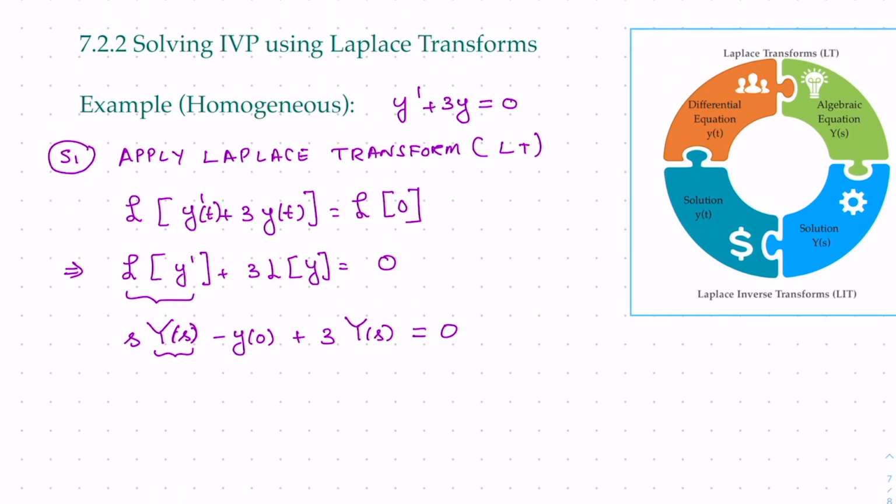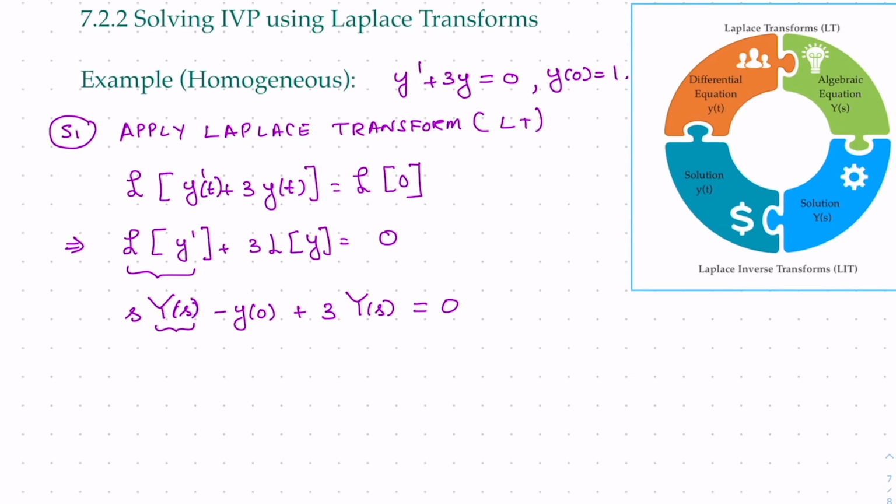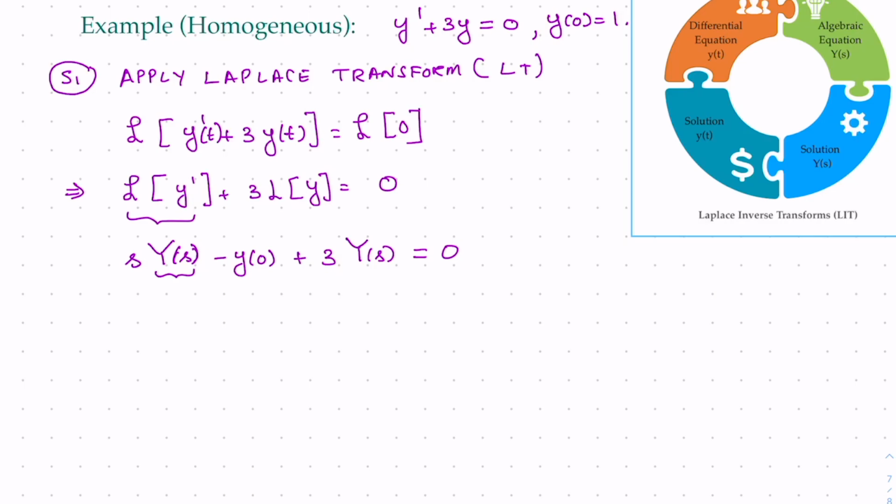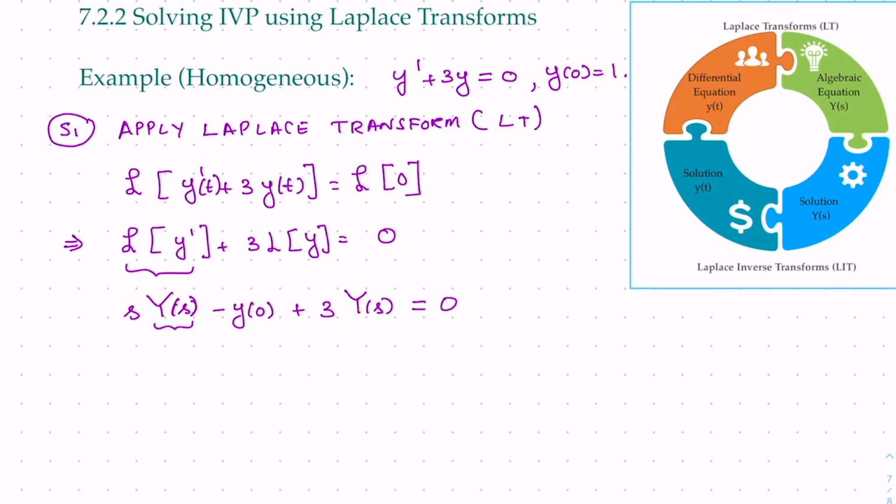Let me make my life easy and give you an initial condition. I'll just say my initial condition is y of 0 is equal to 1. It's an initial value problem, so I'm supposed to have an initial condition, right? All right, so then what happens? Now I can replace this by 1. So let me do that.